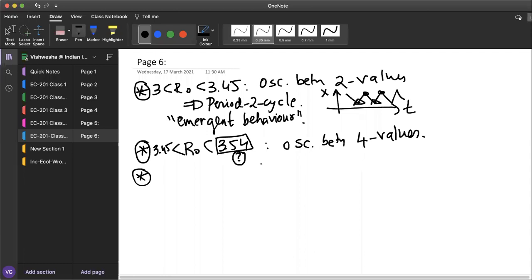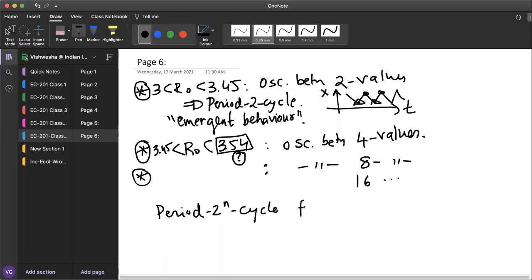Okay. So odd numbered cycles also do happen, but if you are in the vicinity of where the period 4 cycle ends, what you will find is a period 8 cycle. And if you continue, you will find a period 16 cycle, and you will basically find a period 2 power n cycle, where for all integers n, every integer value will be represented here.